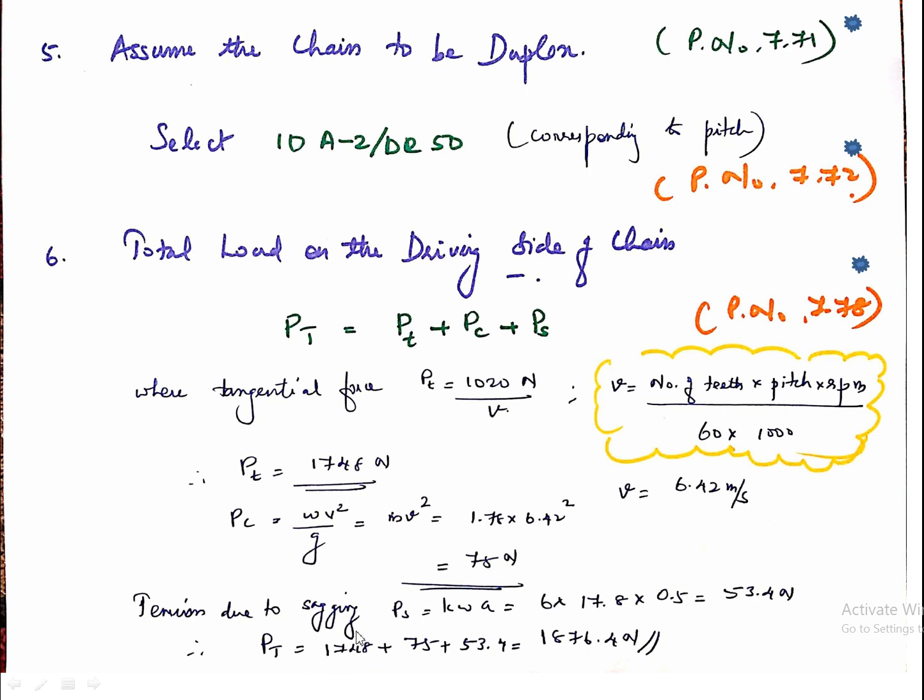Similarly, tension due to sagging is given by kWA, where W is the weight and K is actually a constant. I'll show you how to find the constant. A value is the center distance, and center distance must be in meters, right? You need to convert that 500 mm value to meter, that is nothing but 0.5 meter. Now I'll show you how this K value is selected.